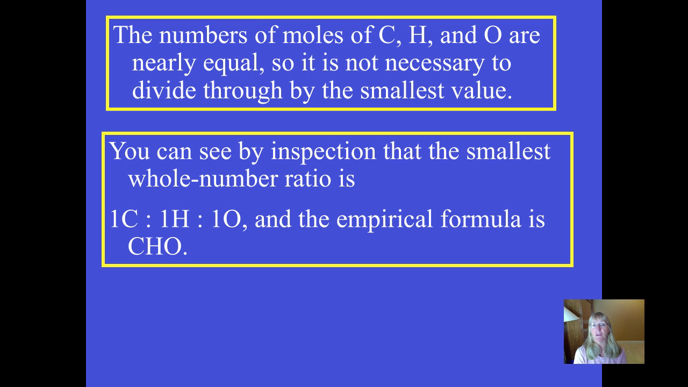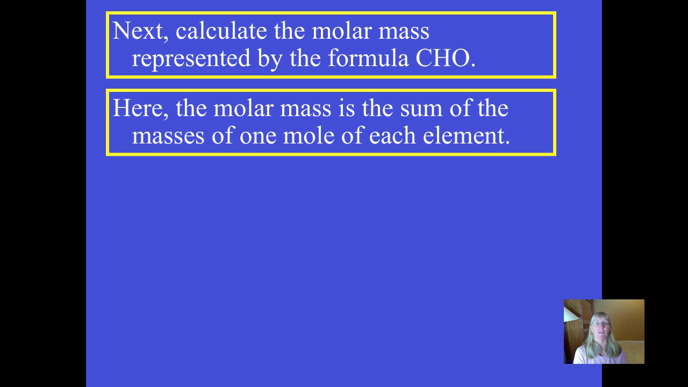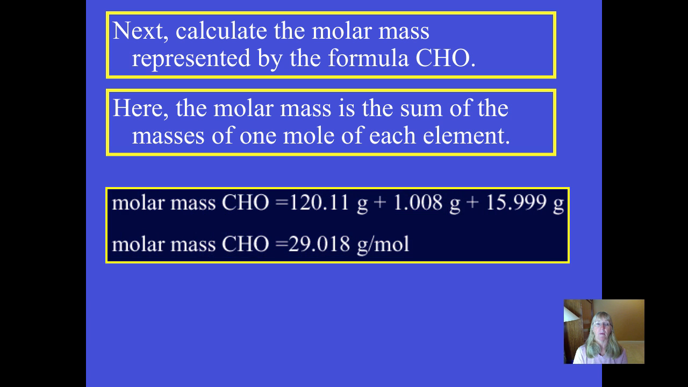Now so far nothing is new. Nothing we've done so far for molecular formulas is new. Here's the new stuff. Now that you have the empirical formula, simply find its molar mass. So you're going to sum the mass of a carbon plus the mass of a hydrogen plus the mass of an oxygen. You get the molar mass of the empirical formula, and it's 29.018 grams per mole.